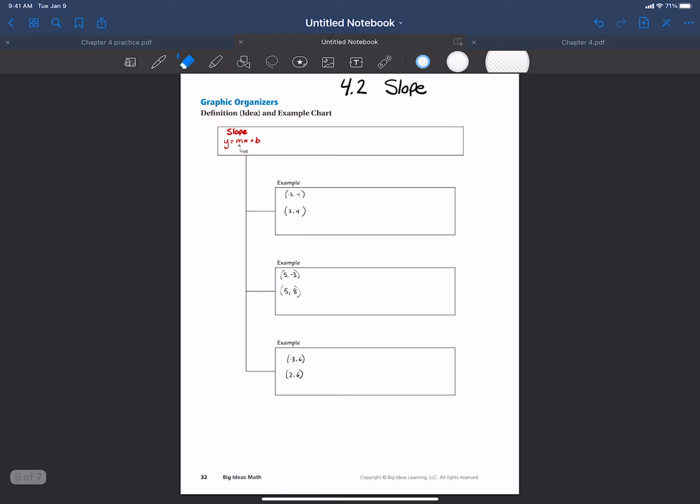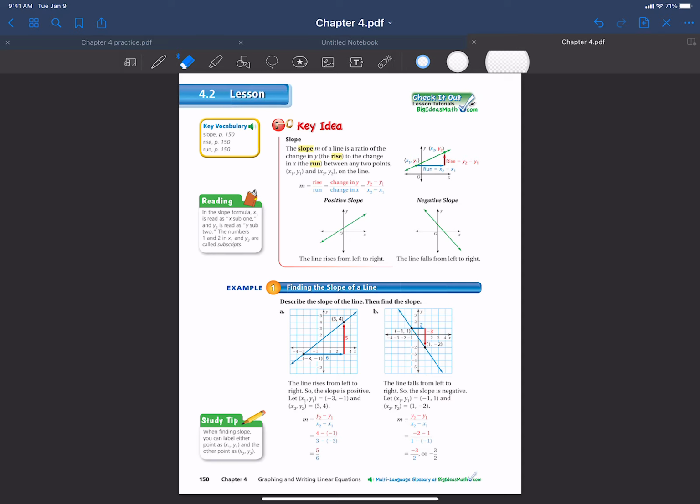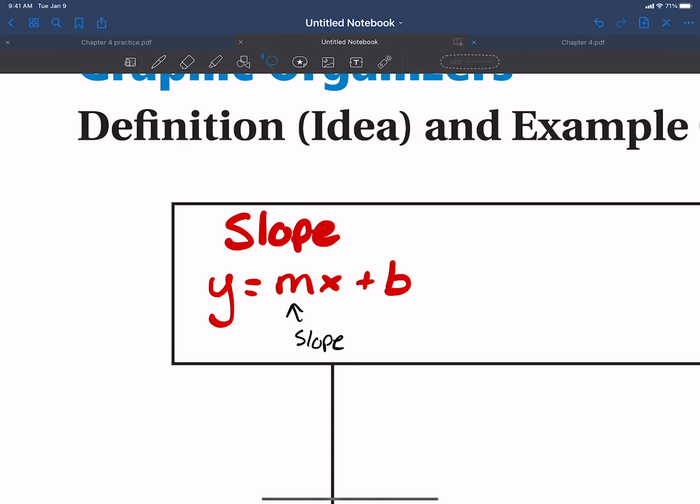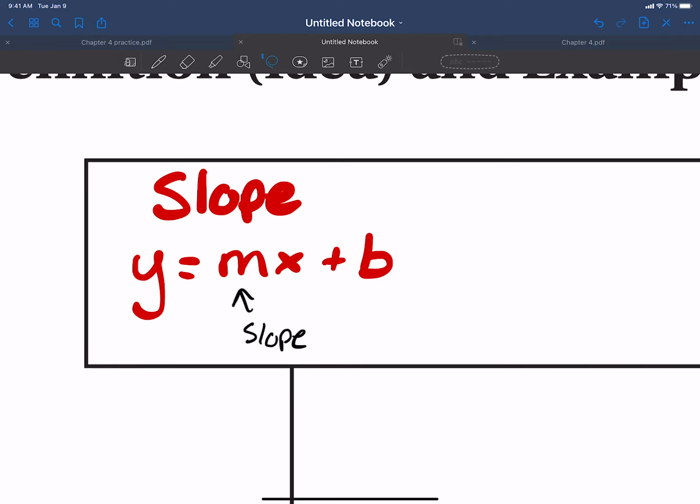Now, this section is jam-packed with a lot of information, but actually most of it you already know. There's just one thing that's new. Okay, so let's go over to your graphic organizer. I want you to write this at the very top. Slope, y equals mx plus b, point to the m. We know that slope is m, okay? So if I was talking about m, you guys would know I'm talking about the slope.